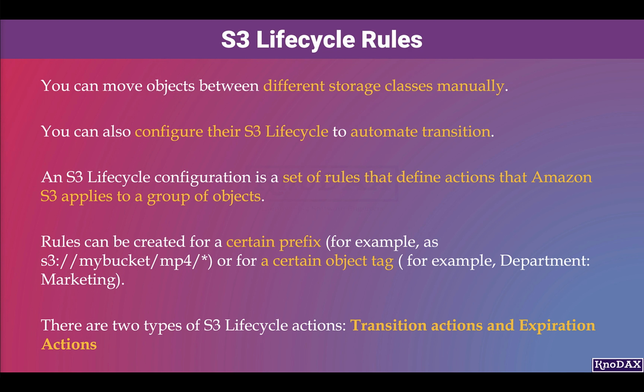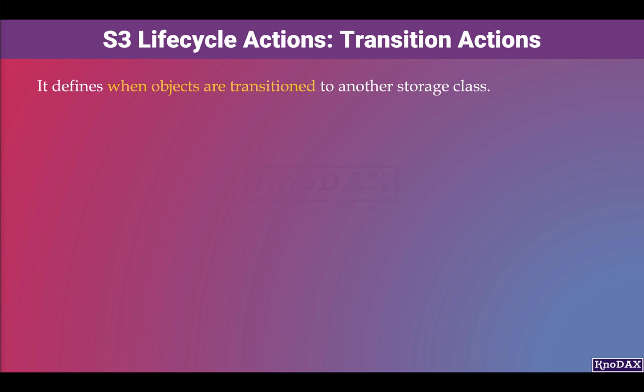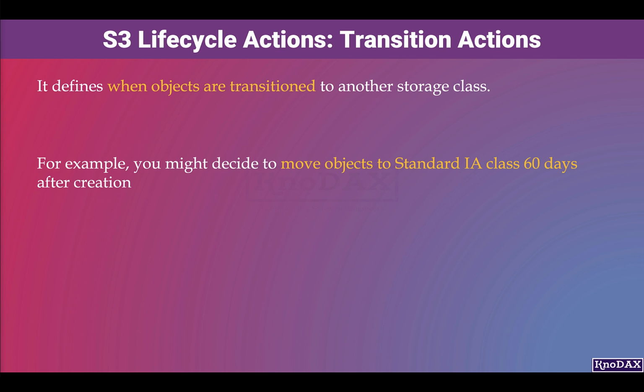There are two types of S3 lifecycle actions: transition actions and expiration actions. Let's first discuss transition actions. It defines when objects are transitioned to another storage class. For example, you might decide to move objects to standard IA class 60 days after creation, or move to Glacier for archival 6 months after creating them.